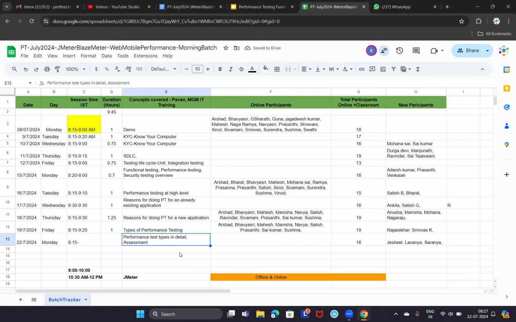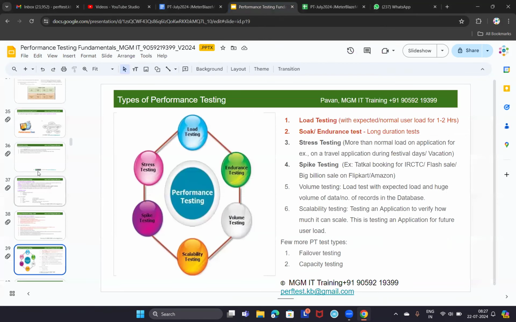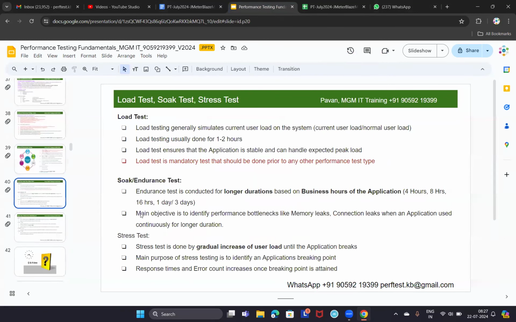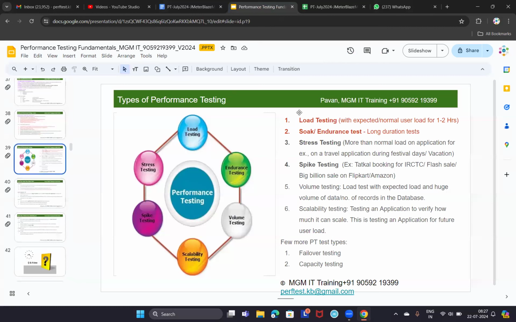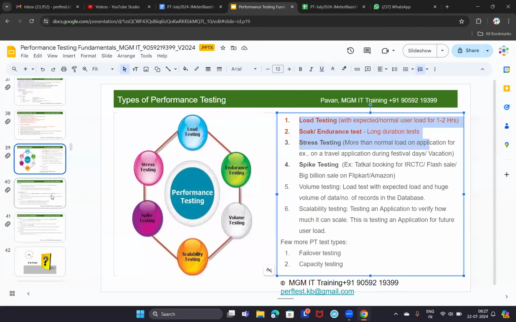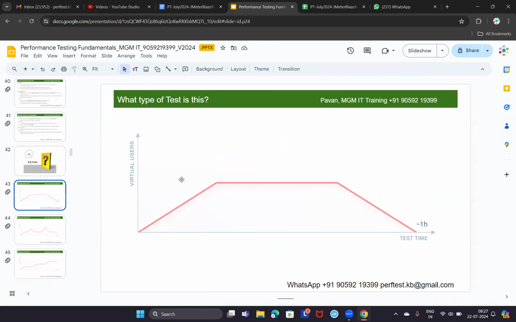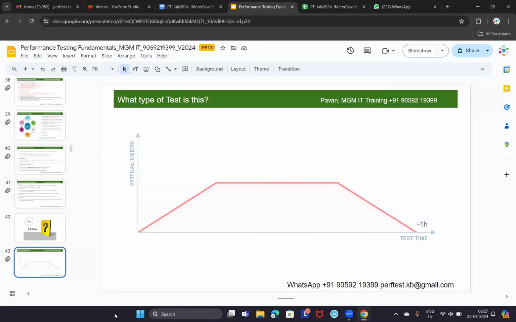All right then. So in the last session, I just gave an introduction to different types of performance testing, isn't it? So we discussed this slide and I gave an introduction to different types of performance testing. So today we are going to discuss in detail each of these different types of performance testing. And I will show you some graphs and you will be able to identify what type of test that graph best represents. Basically each graph represents one of the different types of performance testing, right?